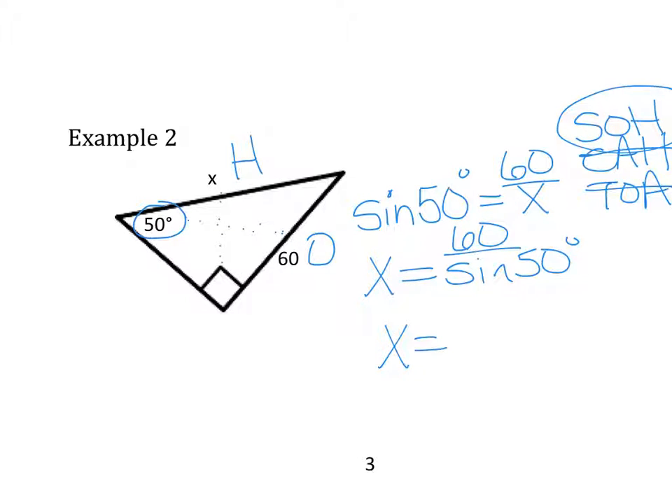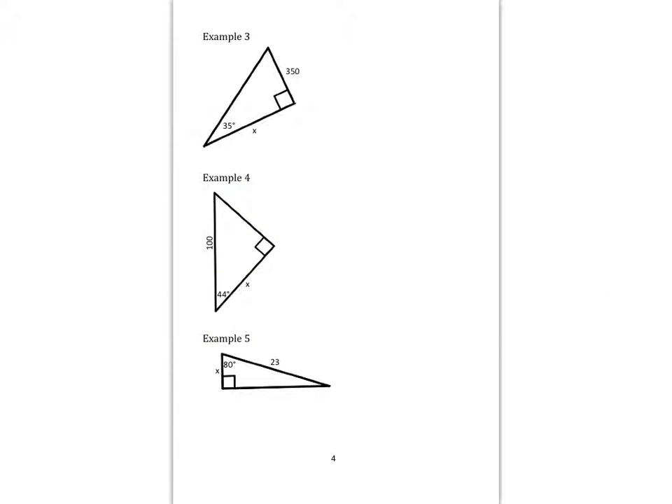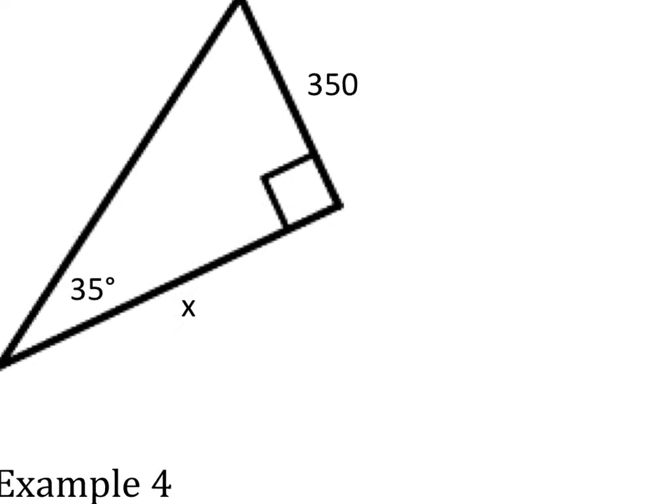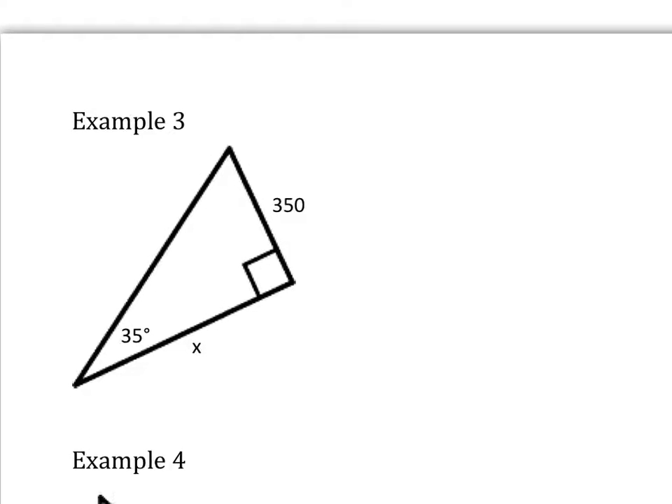When I put that in my calculator, which is again set in degrees, I'm going to get that my missing side is 78.324. Let's do a few more examples just to make sure this is making sense. So let's look at this triangle, example 3 here.